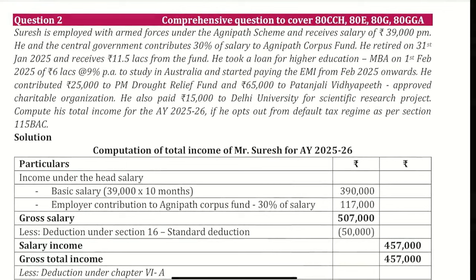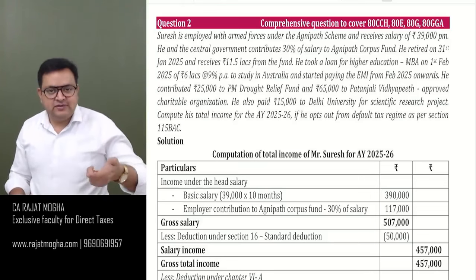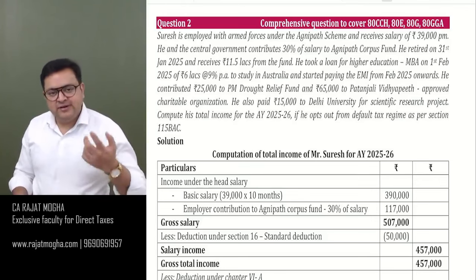Let's come to question number 2. It says Suresh is employed with armed forces under Agnipath scheme and receives salary of 39,000 per month. He and the central government contribute 30% of the salary to Agniveer Corpus Fund. So here, he's contributing, that is not an income, but the employer is contributing. You all know that that is an income. And I believe you remember I told you that whenever the employer is contributing to pension scheme or Agniveer Corpus Fund, please make it your entire income.